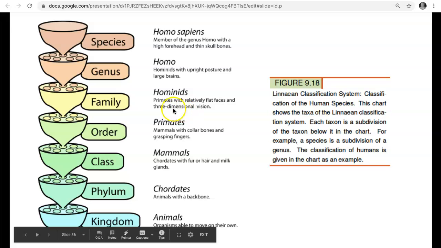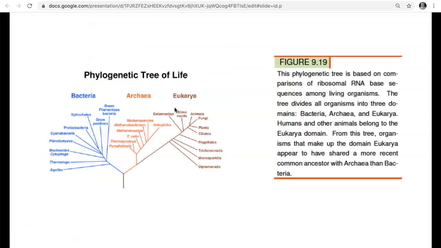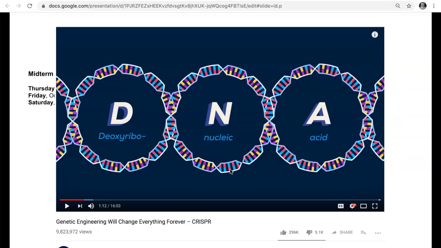This is how we classify all life, whether it's plants or animals, and you should read about that and study that. Here's a phylogenetic tree that looks at the three major forms of life on the planet: bacteria, archaea, and eukarya. We're eukarya because we have large cells with nuclei in them.